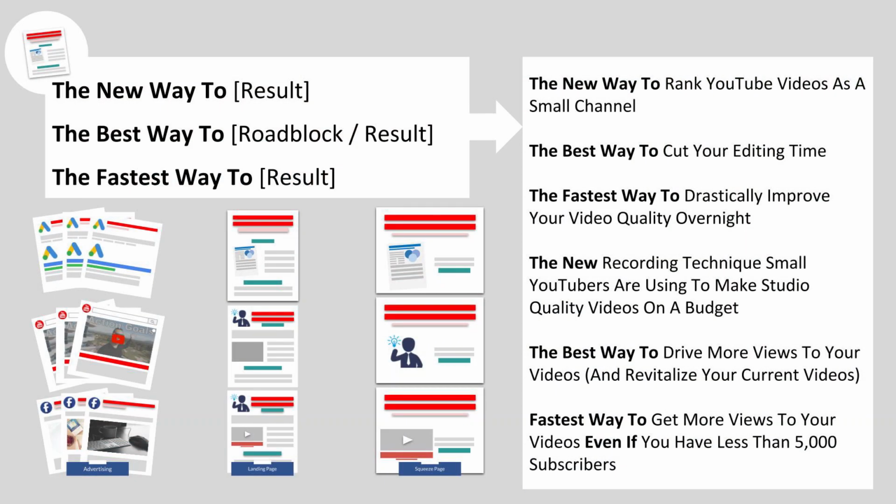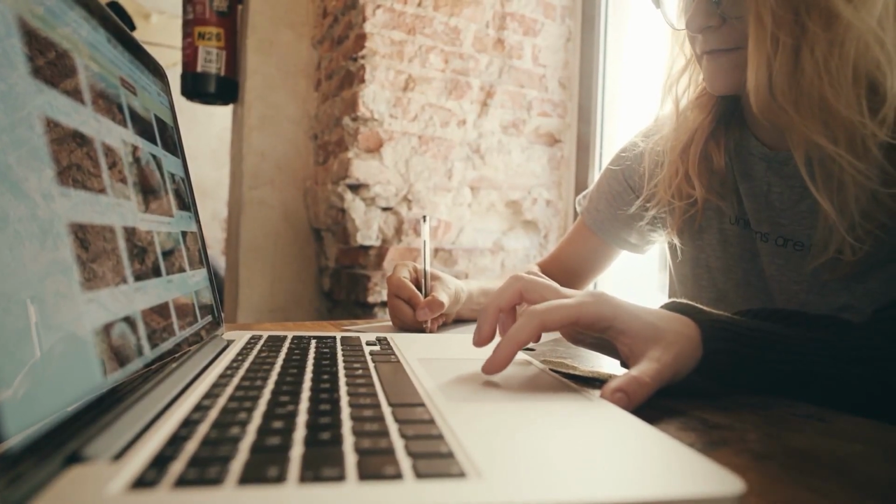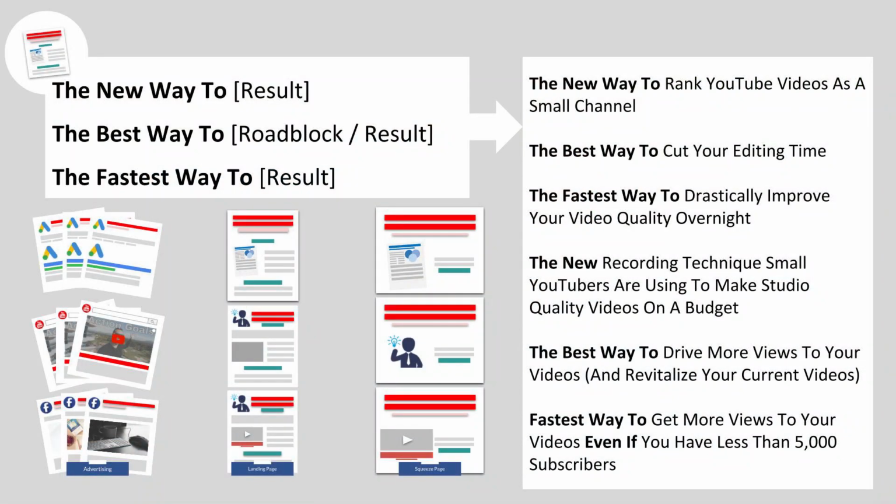So the first example we have is the new way to rank YouTube videos as a small channel. So here we're talking about something that they're struggling with, ranking videos, and we're also addressing the fact that even though they're a small channel, they'll still be able to achieve the result that they want despite the fact that they are a small channel. So when you're using these, you also want to make sure that you're still talking about results and you're still acknowledging where your ideal customer prospect is. So let's go ahead and skip down here.